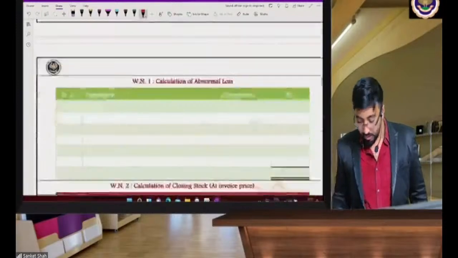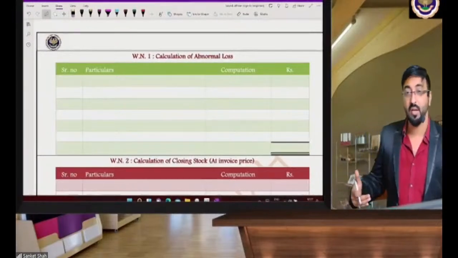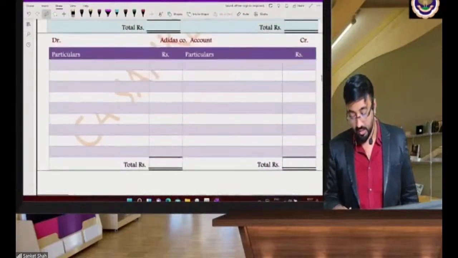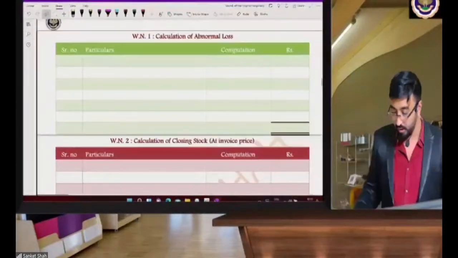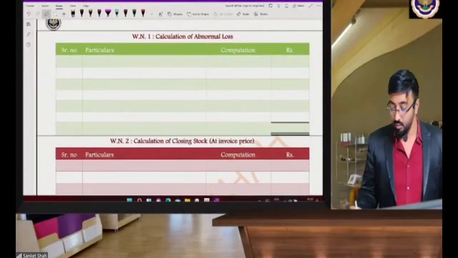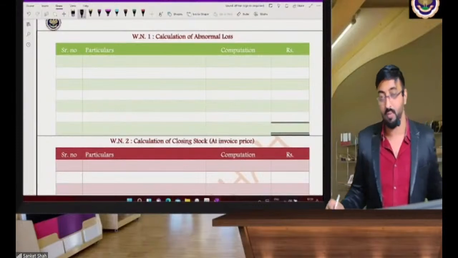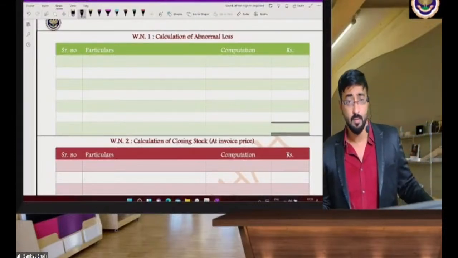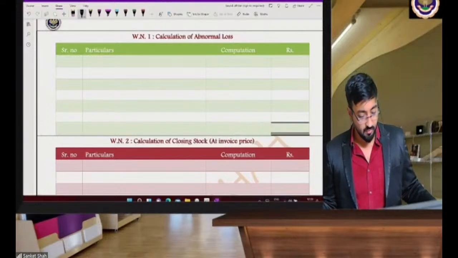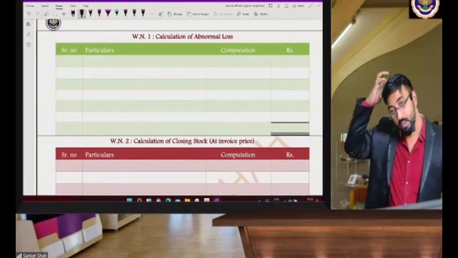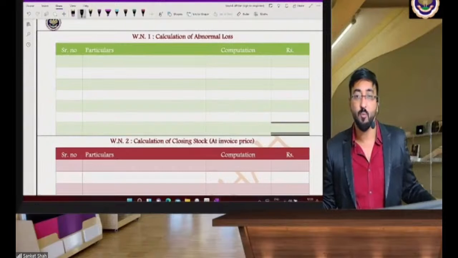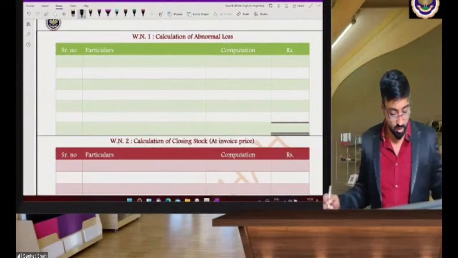So after this, working note number 1, after one page, you can write, after this working note, ledger account, Adidas and Company. So on next page, you can write calculation of abnormal loss. Working note 1, calculation of abnormal loss. Serial number, particulars, computation, rupees. You can write in the same way.